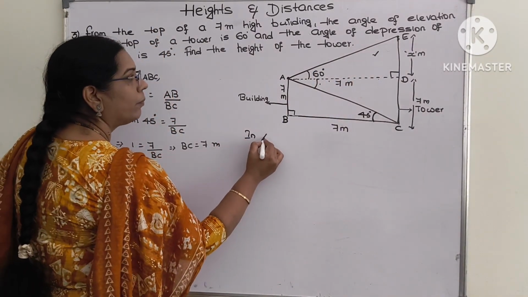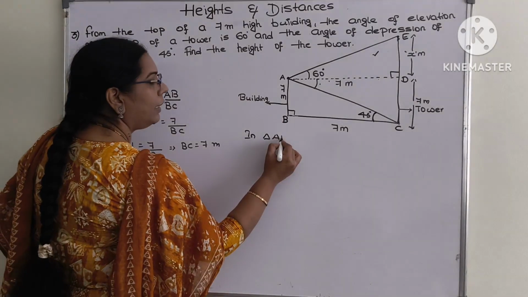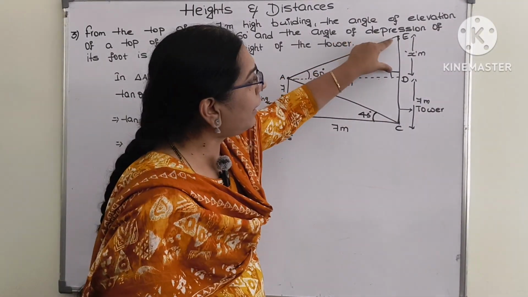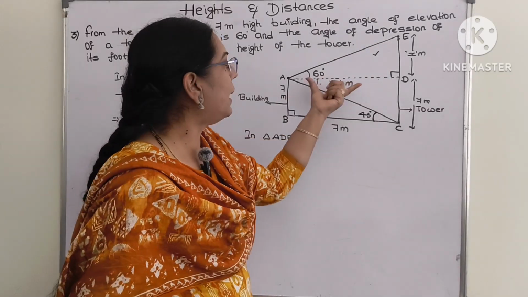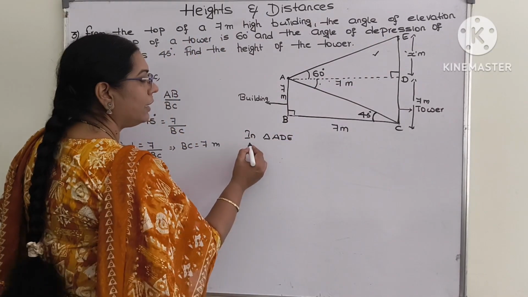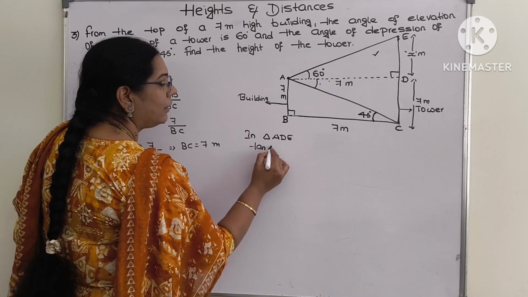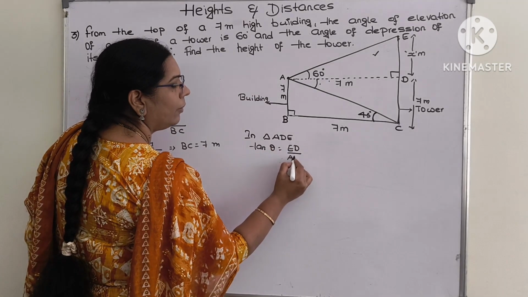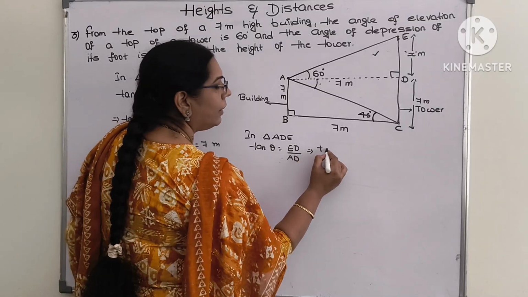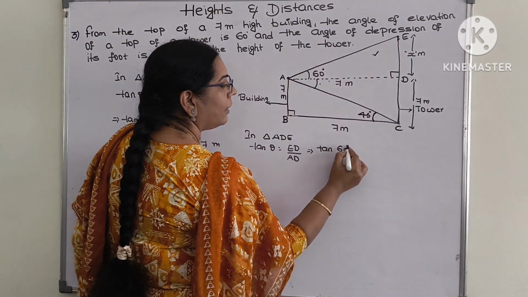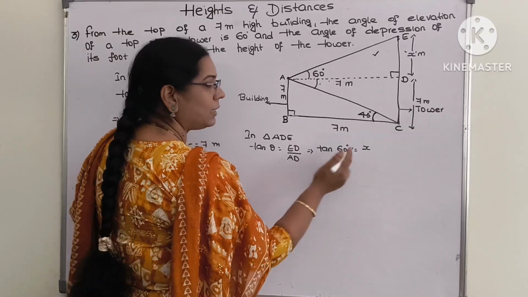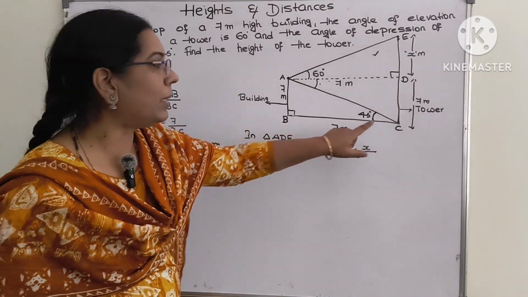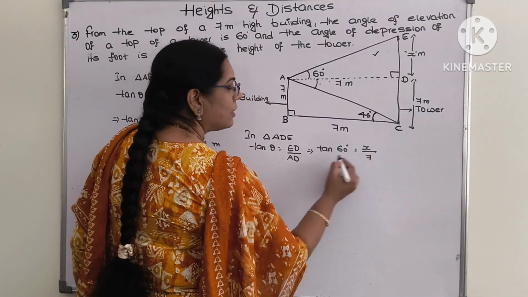In triangle ADE, again, for 60 degrees, ED will become the opposite side and AD becomes the adjacent. So again consider tan theta, which equals ED by AD. And what is theta here? It is 60 degrees. We don't know what ED is, I will keep it as ED only. And what is AD? AD is nothing but BC. Hence I will write it as 7.